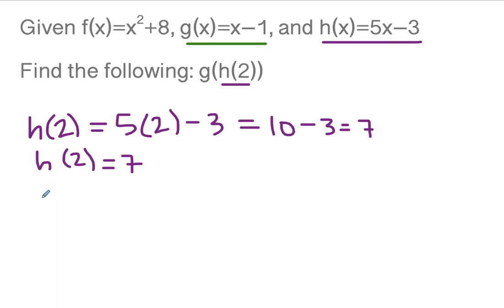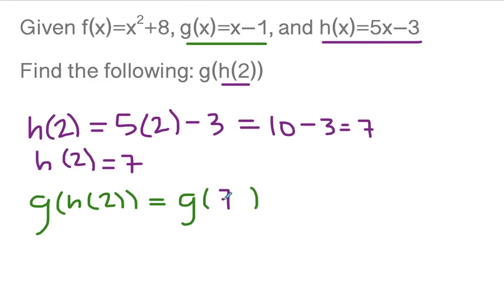Well, the g value is x minus 1. So if I want to find g of h of 2, well, I know what h of 2 is. It's 7. So let's replace this h of 2 value with 7 and then simplify from there. So if I were to ask you to find g of 7, you would just take the x minus 1 and plug in a 7 where the x was. And 7 minus 1 gives us 6. So in this case, g of h of 2 equals 6.